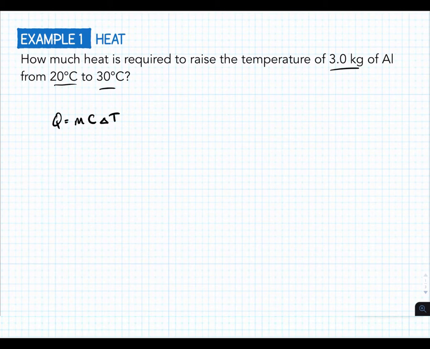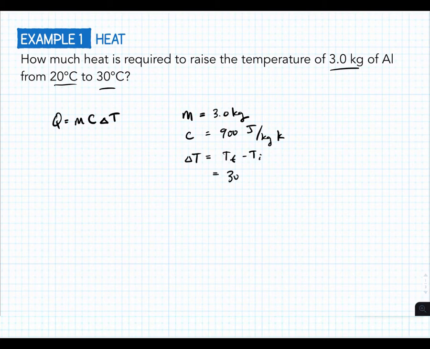So what's our mass? 3 kilograms. We're given the specific heat of aluminum, it's 900 joules per kilogram Kelvin. And then we have 20 to 30 degrees. So what is delta T?